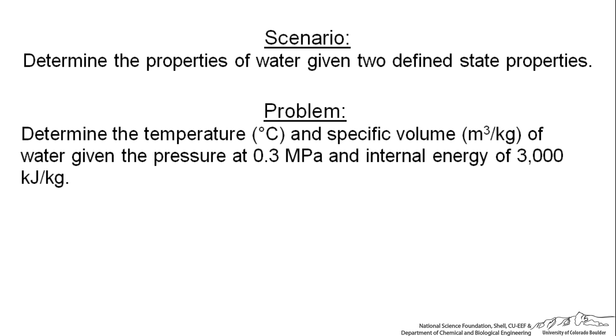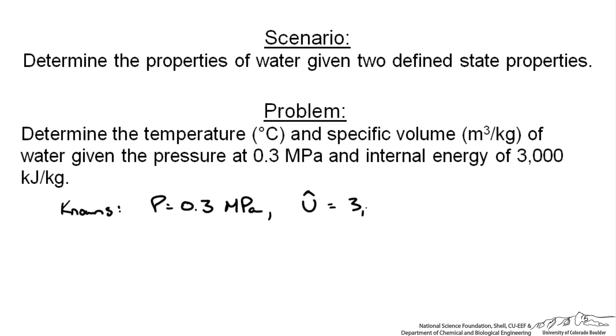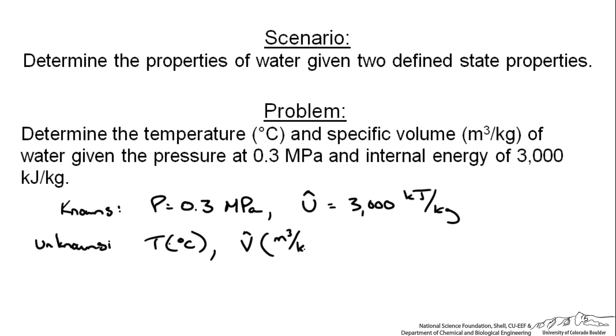The first place to start with any kind of problem is to write down our knowns. In this case, we have a pressure of 0.3 megapascals and a specific internal energy of 3,000 kilojoules per kilogram. Then we could write down our unknowns for this system, or what we are trying to solve. In this case, temperature in degrees Celsius, the specific volume in meters cubed per kilogram, and Q, or the quality of the steam.